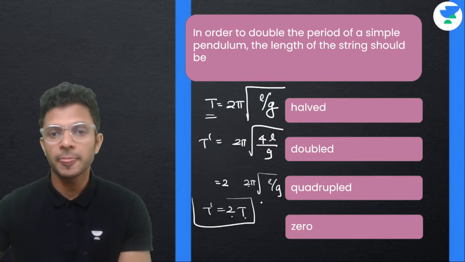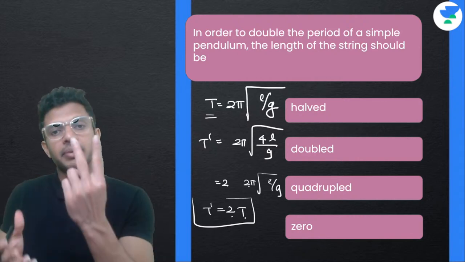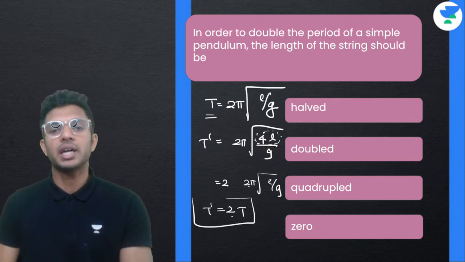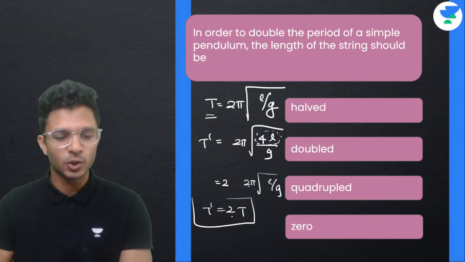In which case did this happen? When did this time period become 2 times? Whenever the length is made 4 times. When length becomes 4 times, the time period actually becomes 2 times because of that root connection. Root to hai.